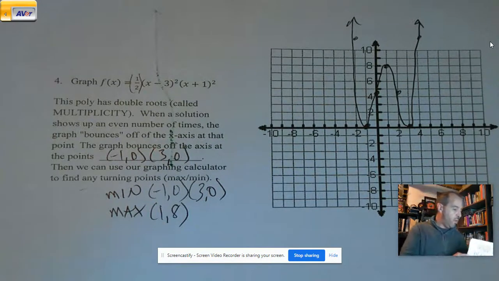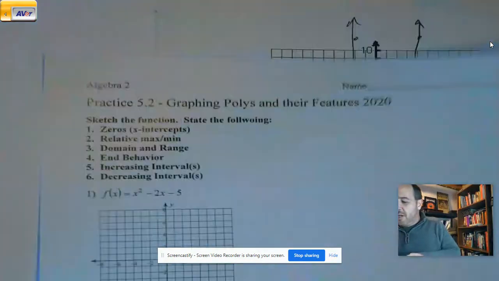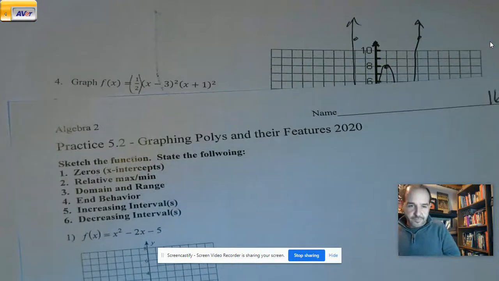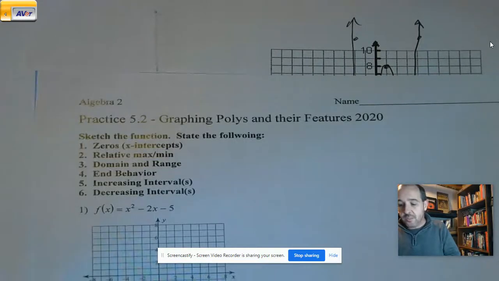Okay, so I am now frantically looking for the worksheet for this. I have found it. Okay, so when we're doing the worksheet, sketch the function, state the following. The zeros, the max and the min. You're like, wait, domain and range. Wait, I don't remember you doing domain and range.